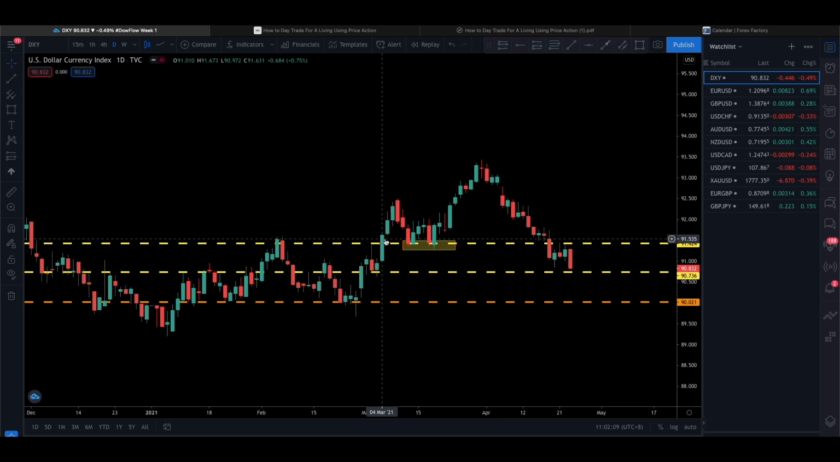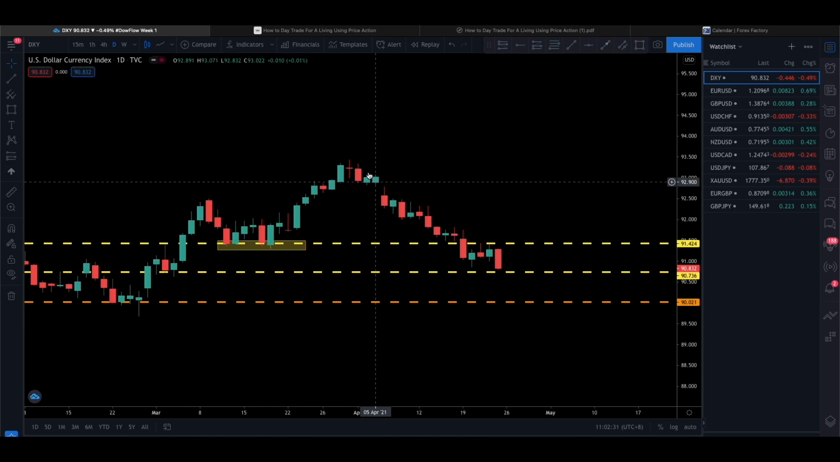Right here, we can see that previously DXY was in an uptrend. The market condition was bullish previously. You have a high here, you have a low, you have a higher high, higher low, higher high. But recently what happened was that price broke this higher low right here and made a lower low. In that case, the trend is no longer bullish.